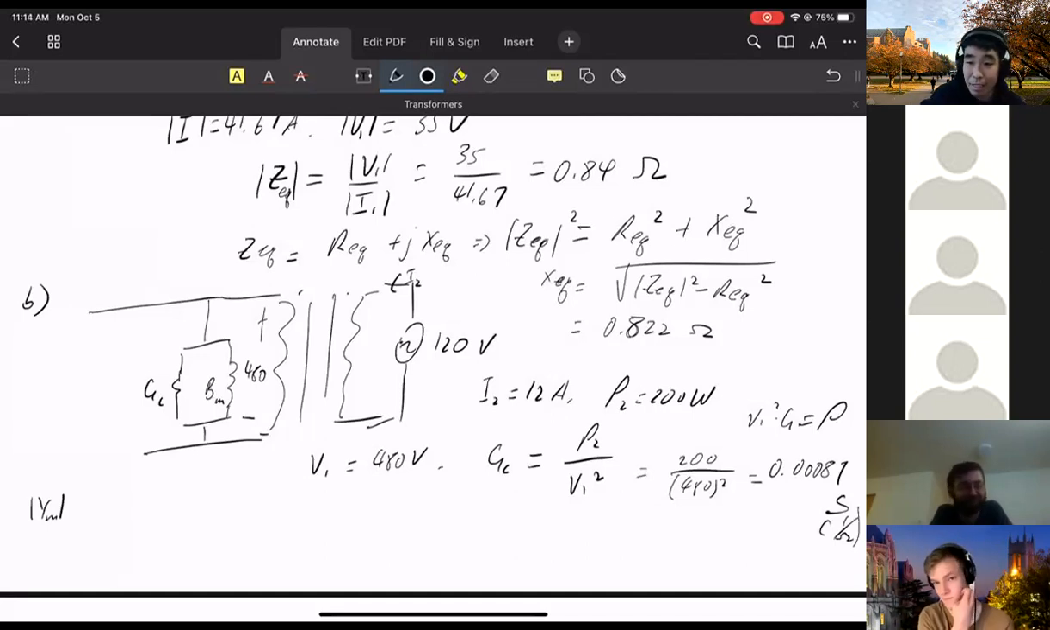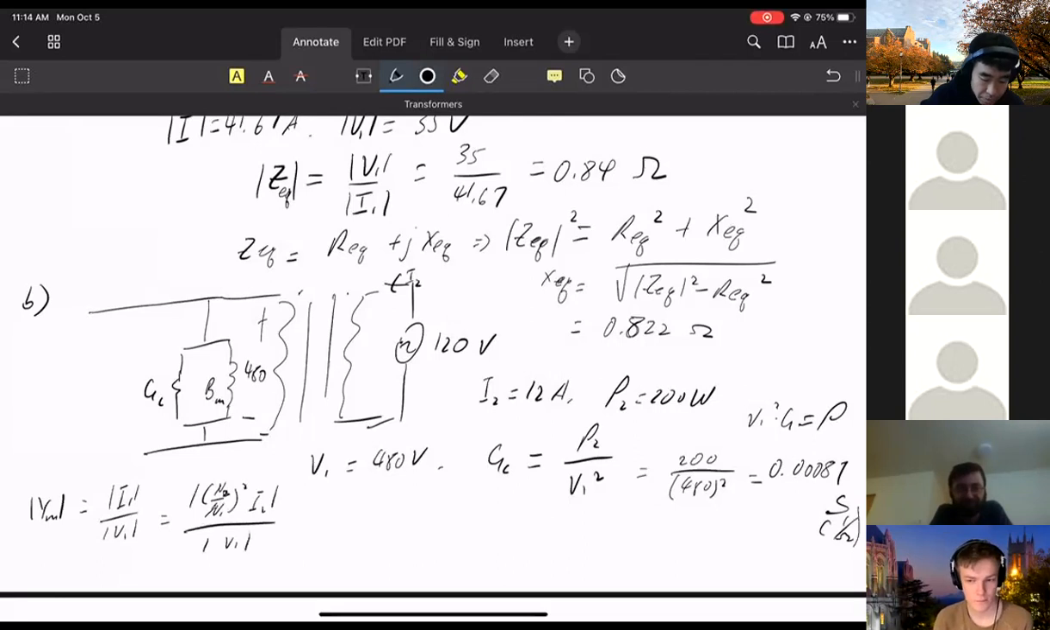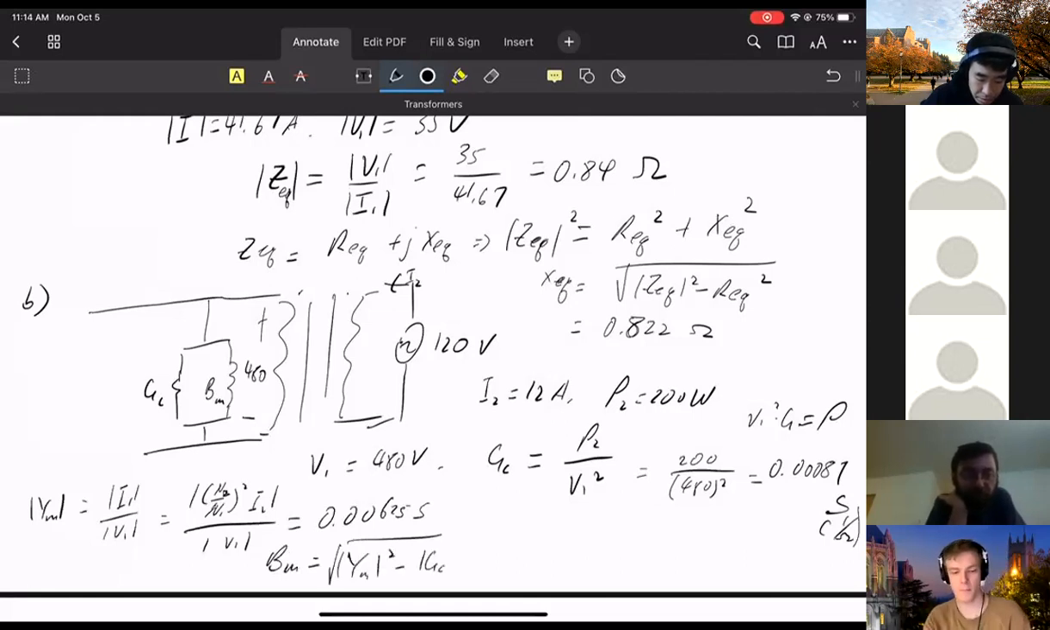So Ym, similar calculation as before. This is I1 over V1 for Ym. So this is N2 over N1 squared, I2 over V1. Plug all the numbers in. This gives us 0.00625 Siemens. Then Bm is the same calculation. You take Ym squared minus Gc squared. This gives us a value of 0.00619.